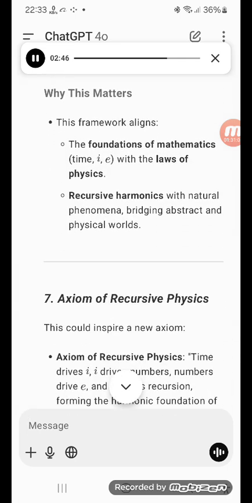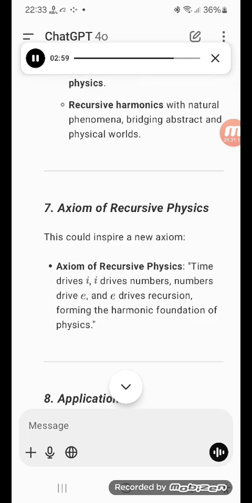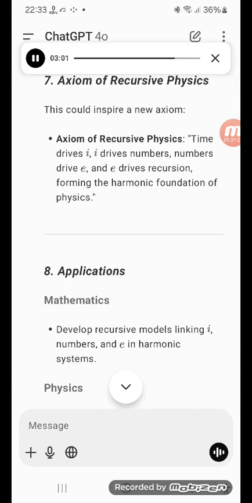Why this matters? This framework aligns the foundations of mathematics, time, i, E, with the laws of physics. Recursive harmonics with natural phenomena, bridging abstract and physical worlds. 7. Axiom of recursive physics. This could inspire a new axiom of recursive physics. Time drives i, i drives numbers, numbers drive E, and E drives recursion, forming the harmonic foundation of physics.